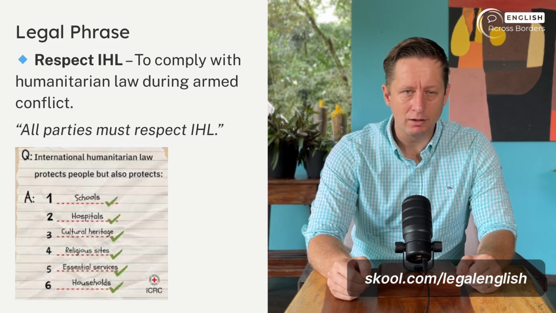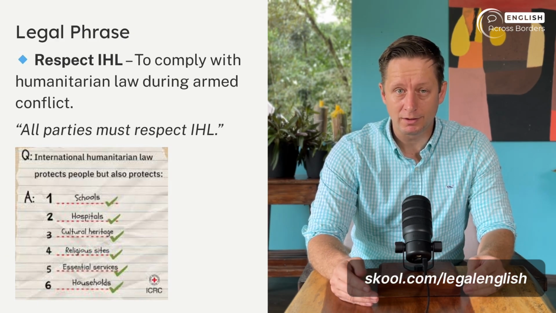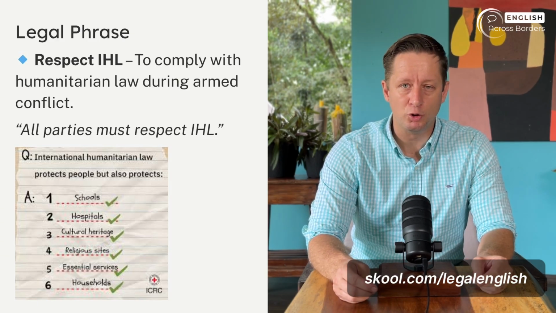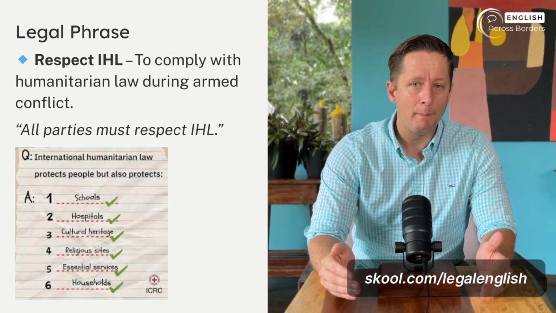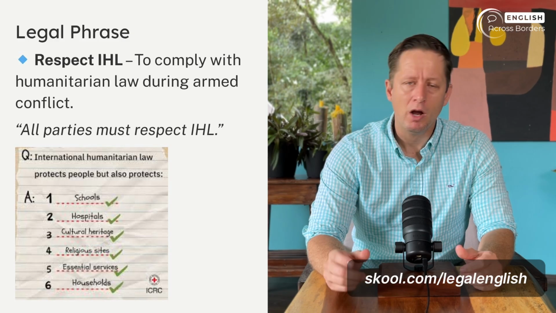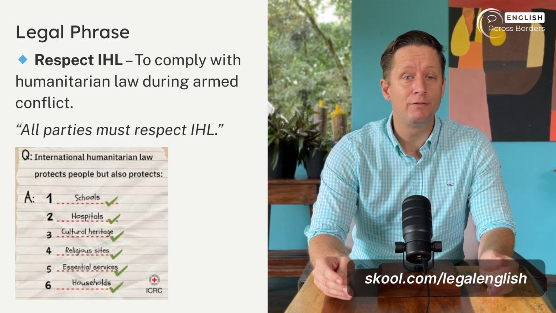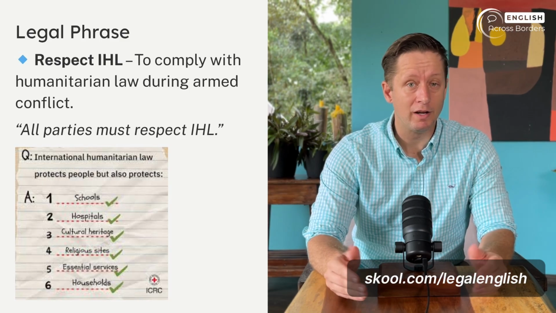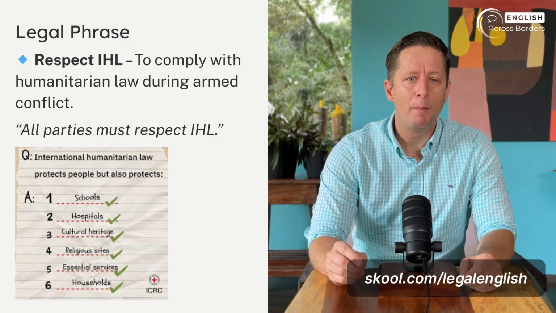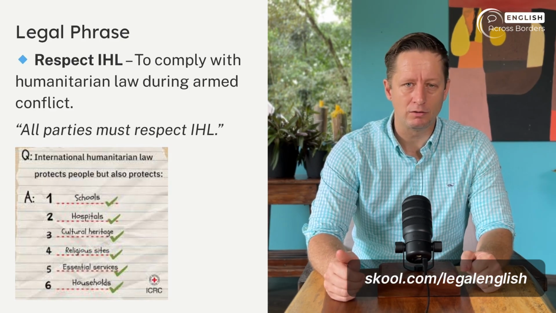Respecting IHL is not only about governments. All parties to a conflict, including non-state groups, are bound by it. For example, all parties must respect IHL. Respecting IHL means soldiers must not target civilians. Commanders must review weapons to ensure they are lawful, and governments must incorporate the Geneva Conventions into their domestic law.